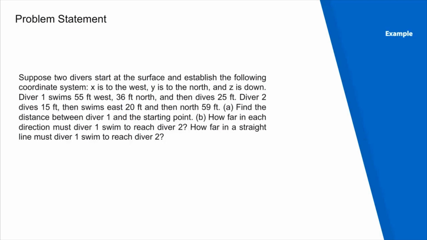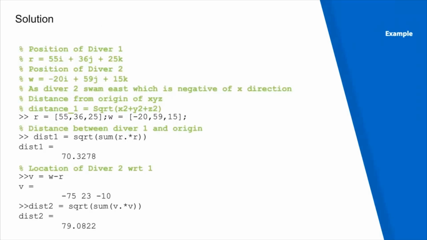So what we have to do is find the distance between diver 1 and the starting point, and second, find how far in each direction diver 1 must swim to reach diver 2, and how far in a straight line diver 1 must swim to reach diver 2. First, we know the position of diver 1, that is 55, 36 and 25. Let us store it in R.